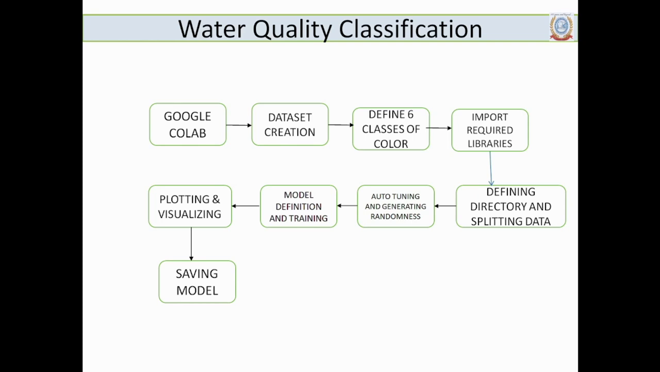Here again we used Google Colab. And the process of data creation involves data collected from a laboratory experiment, from Google open source, and also from field data. From the collected data, we have created 6 classes of color for the machine to learn. Then the associated libraries for the neural network to learn the 6 classes and then map it.